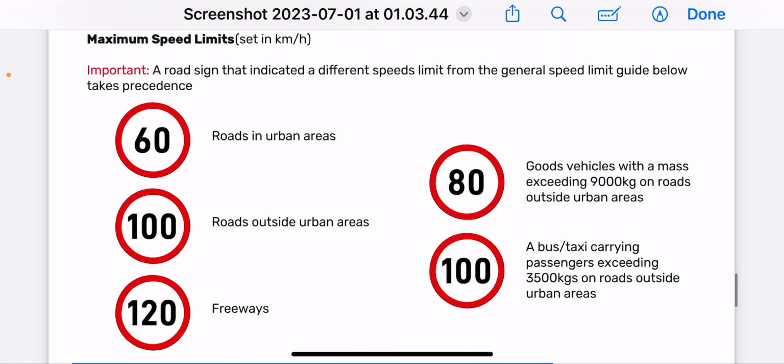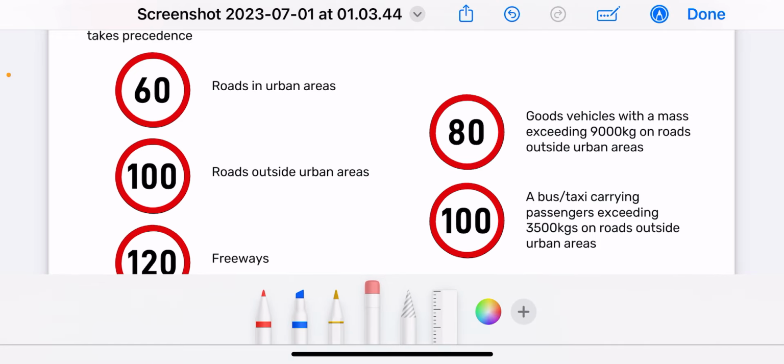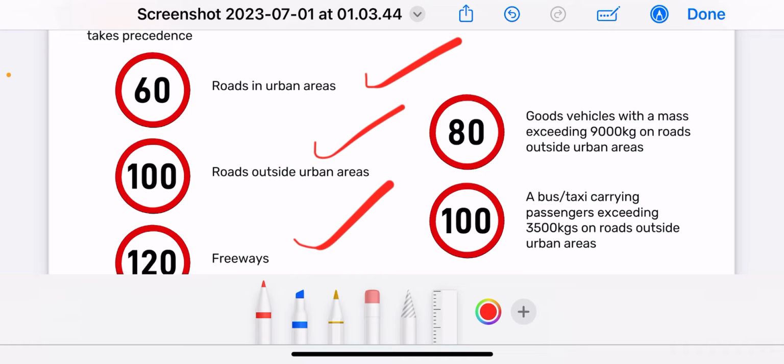And then you have the maximum speed limits. It is important to note that a road sign that indicates a different speed limit from the general speed limit guide below takes precedence. The speed limit for roads in urban areas is 60 kilometers per hour. Roads outside urban areas, 100. Freeways, 120. Goods vehicles with a mass exceeding 9,000 kilograms on roads outside urban areas, it's 80 kilometers per hour.